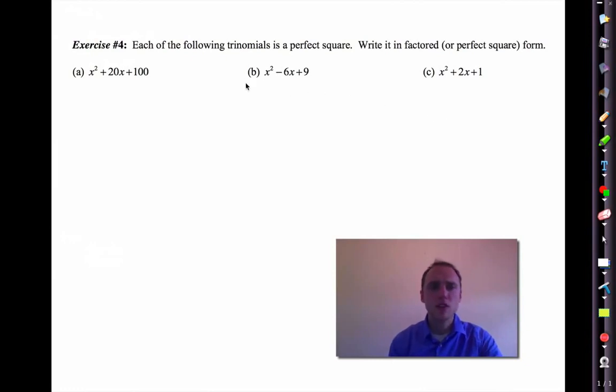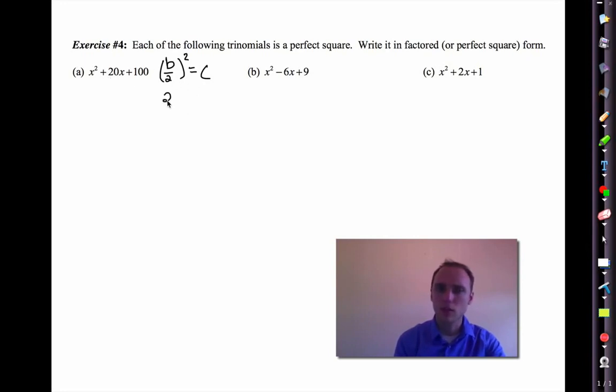All right. Exercise number 4 says, each of the following trinomials is a perfect square. Write it in factored or perfect square form. So what he's telling you is right off the bat, these are perfect squares. But what I want to do is show that the relationship we worked with before actually works. So remember, I said if we take our B term, halve it, and square it, we should get our C term. So let's check that here.